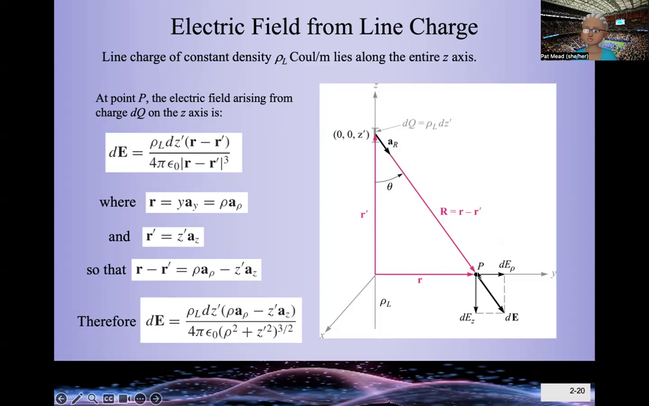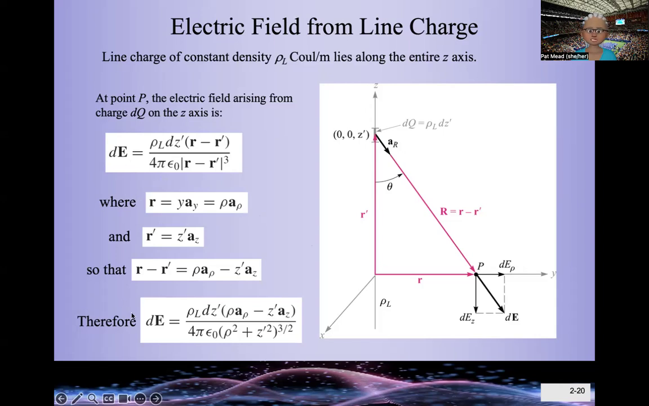So anyway, our field point is along the y-axis. It's going to have some coordinate 0, y, 0, because the x and the z are 0. And our charge distribution is along the z-axis, so it's going to be 0, 0, z prime. And z prime can go from minus infinity to plus infinity, or you can do your integration from 0 to plus infinity and double the answer for the portion that's going in the y direction.